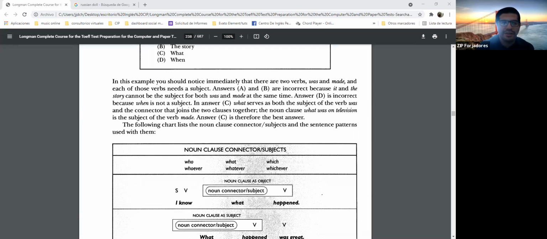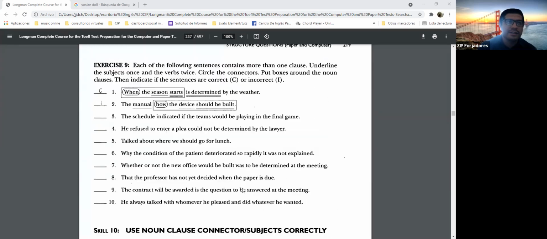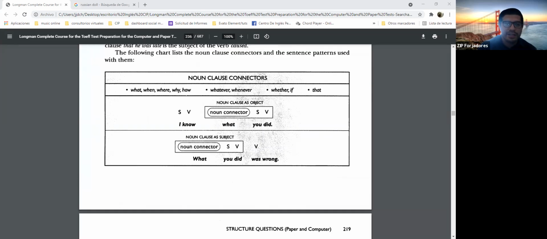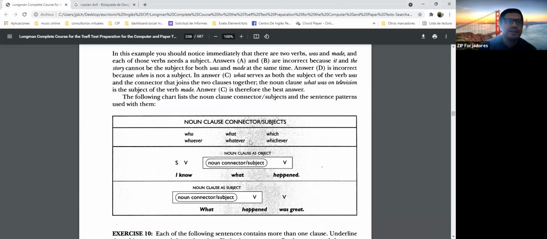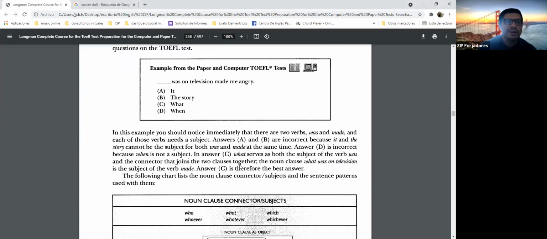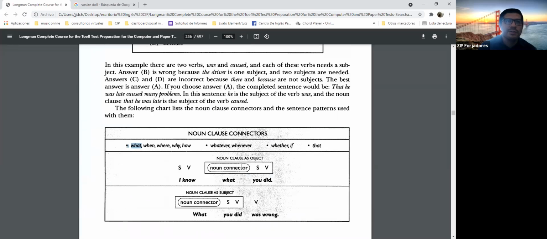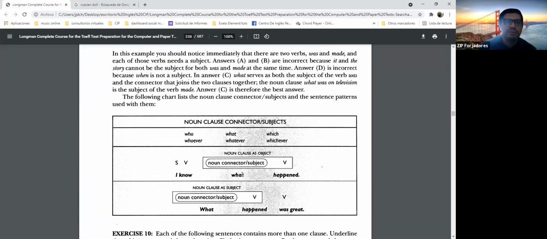So these are the only noun-clause connectors that we are going to use as the subjects: who, whoever, what, whatever, which, whichever. What is the only one that could be confused with the other group, okay?